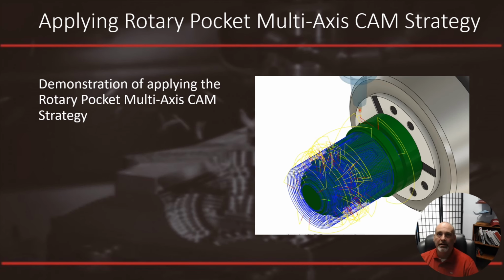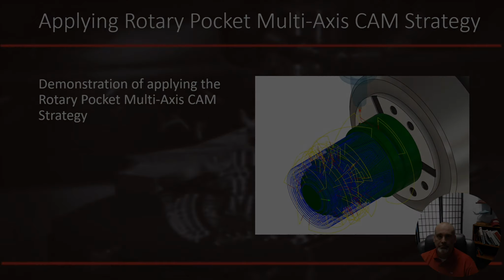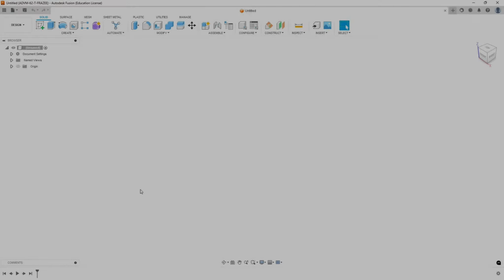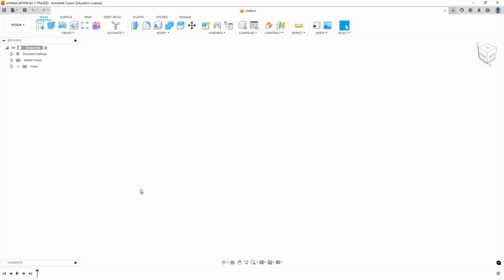Now let's apply the rotary pocket multi-axis CAM strategy in a demonstration. Okay, in this video we're going to set up stock for our rotary axis and then set up the rotary settings, which should be similar if not the same for all three of the multi-axis rotary commands.